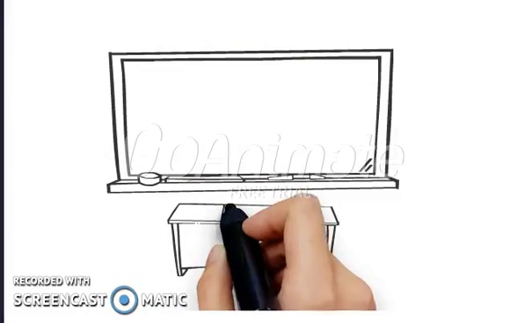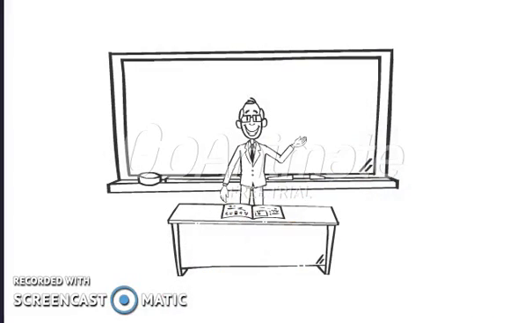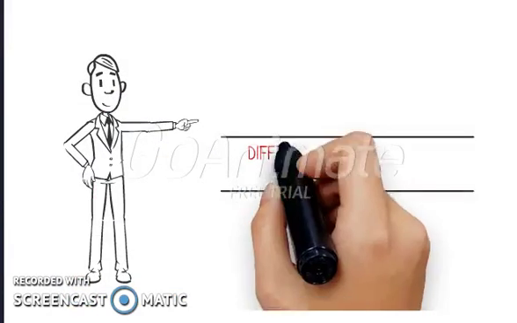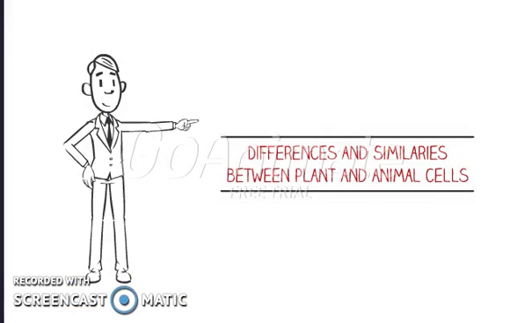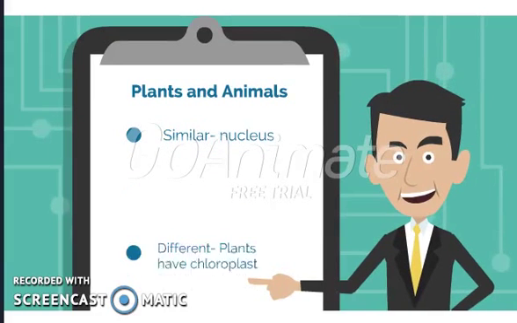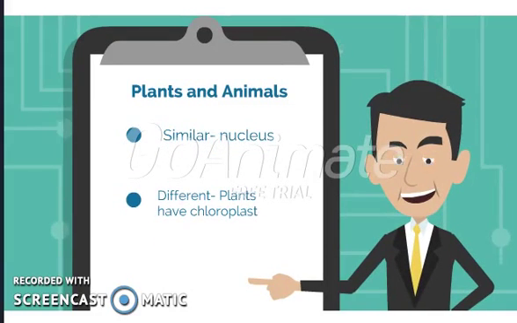It was finally time for science class, and Mr. Ross, their teacher, introduces them to the new topic. He says, "Today we will be learning the differences and similarities between plant and animal cells. When animal and plant cells are examined using an electron microscope, they have many organelles and structures in common. For example, they both have a nucleus. But they also have many differences. For example, plants contain chloroplasts."